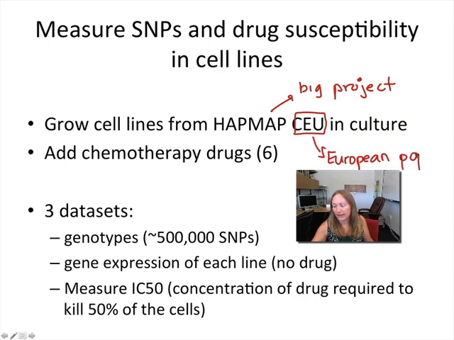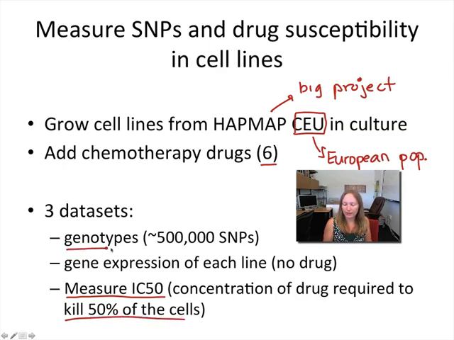These are different than the NCI 60 lines because they're healthy. These are not people that are sick in any way. So we're not looking at cancer cells now. We're just looking at healthy people in different populations. And in this experiment, they added 6 different chemotherapy drugs to these cells, and measured how much drug they needed to kill each of the cell lines.